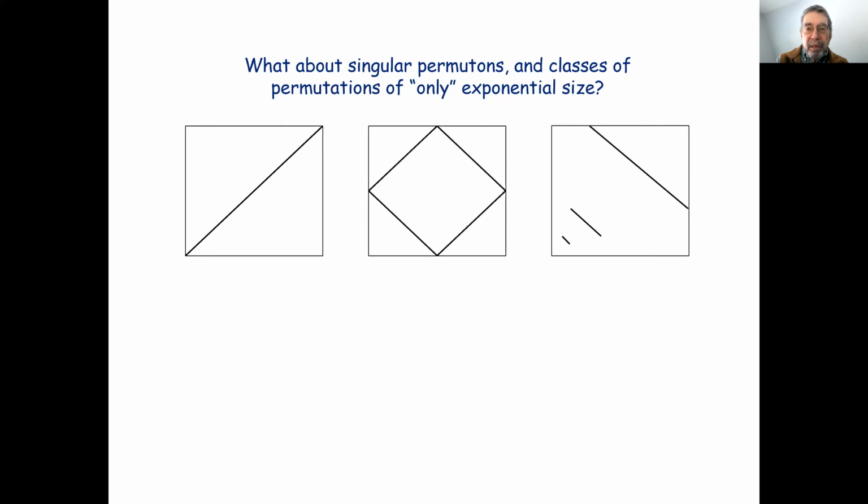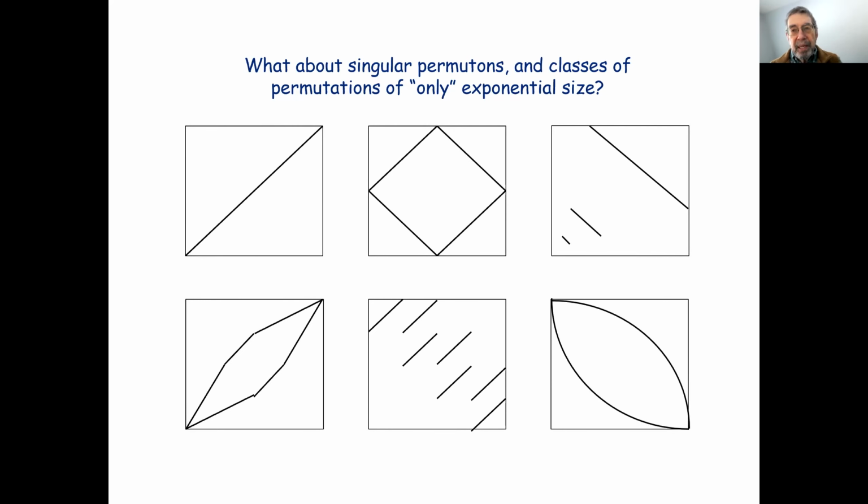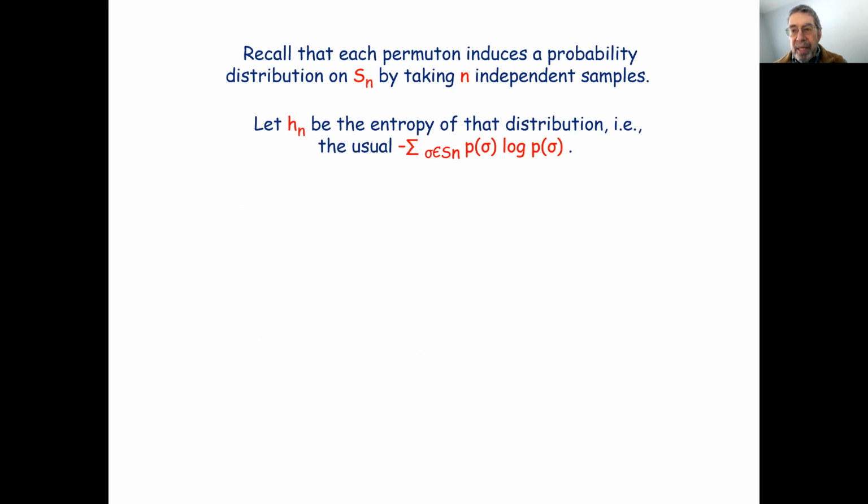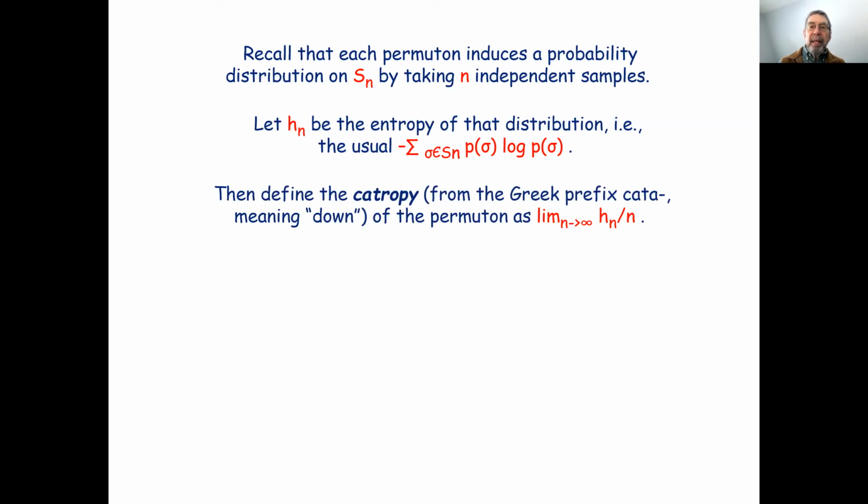So here are examples of singular permutons. These arise in various cases. The one on the upper right here is a permuton that maximizes incidence of the pattern 132. Quite interesting. There's more of these lines that head down toward the origin. And again, each of these induces a probability distribution on Sn. But now the sizes of the entropies of these probability distributions will not be enough to give us finite entropy. But we can measure the exponential growth rate for these things instead.